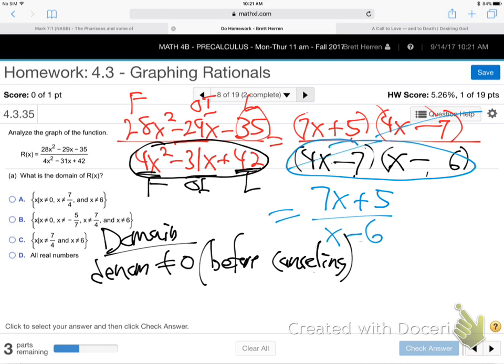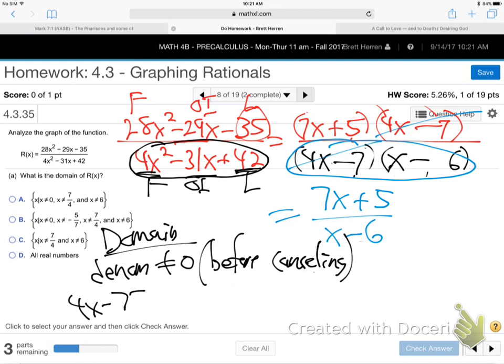Well, I know we cancel in algebra, and we sort of can, but really it's there. Even though we cancel it, it's really there. So any x value you plug in that makes that piece 0 is really going to choke the function. It's really a problem. So you do the denominator 0 thing for domain before canceling.